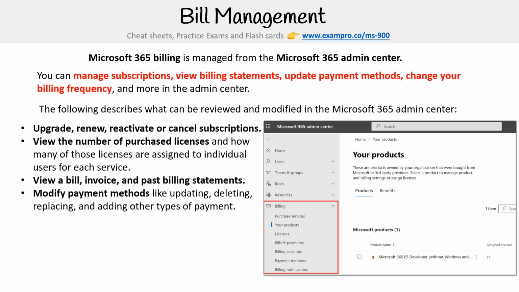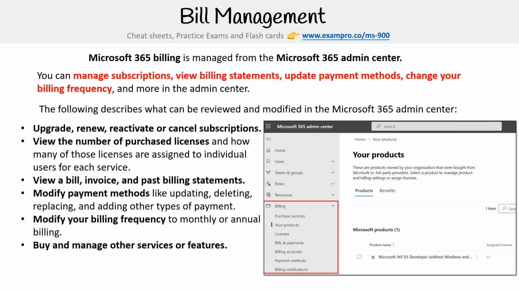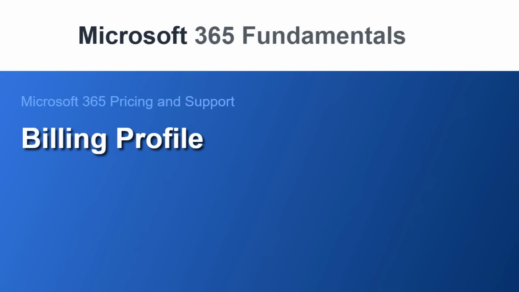You can modify payment methods like updating, deleting, replacing, and adding other types of payment. Modify your billing frequency to monthly or annual billing. You can buy and manage other services or features. Based on your Microsoft 365 subscription, you can add on things like Microsoft Defender for Office 365, Microsoft Teams calling plan, and more. You can also manage your billing notification emails and invoice attachments, like the list of email accounts of who should receive automated billing notifications. So that's the billing and bill management options for Microsoft 365.